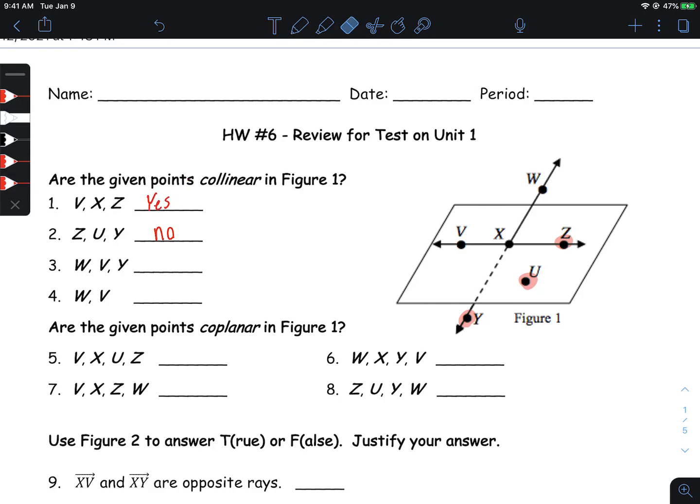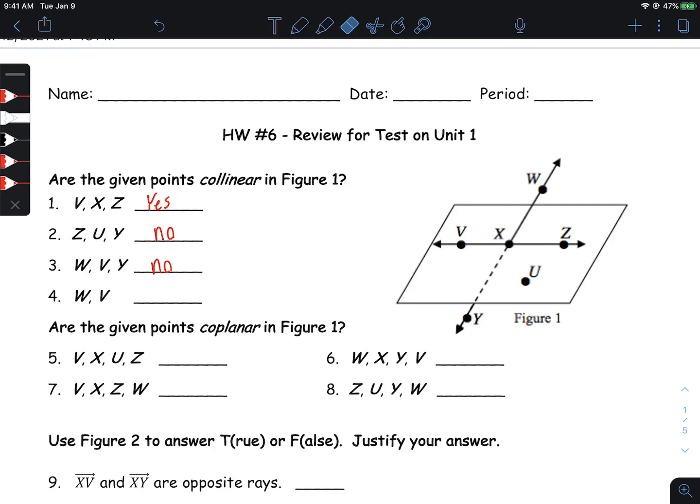Okay, next one here, you got, let's erase. We got W, V, and then Y right there. Now those are all on lines, but they're not on the same line. So we'll put no on that one.